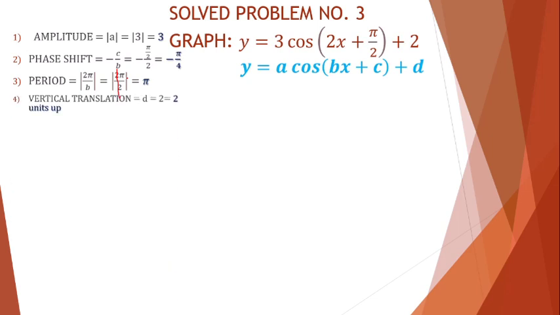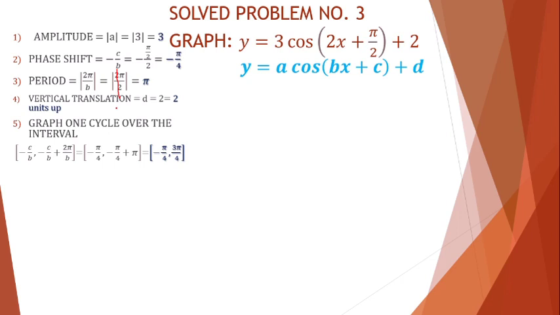Vertical translation, that is d. That is its purpose: the d stands as our vertical translation. Since d is positive, it is 2 units up. Graph 1 cycle over the interval. Since your period is pi and your phase shift is negative pi over 4, this is your interval. Again, this is your vertical translation.